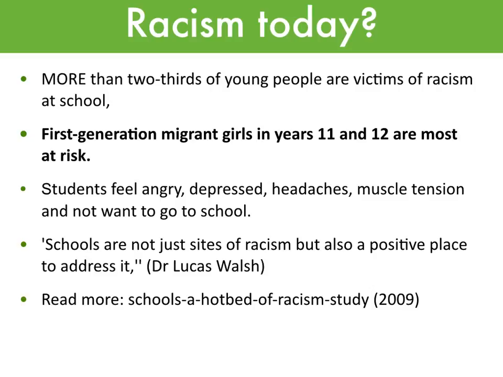Unfortunately, in Australia, it's shown statistically that more than 2/3 of young people have still been victims of racism at school. And sadly, the first generation migrant girls in year 11 and 12 are the most at risk of this. And that can be very hard, very tough on them, and getting through their education as well.